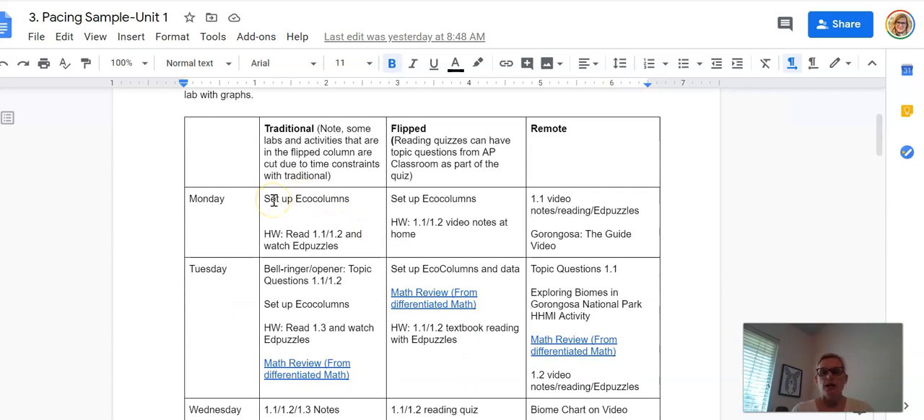Okay, so the first day I would set up eco columns in traditional and flipped. And the eco columns is going to be my main lab for ecology, units 1 and 2, but there's way more than that. There's connections to soil later in chapter 4.